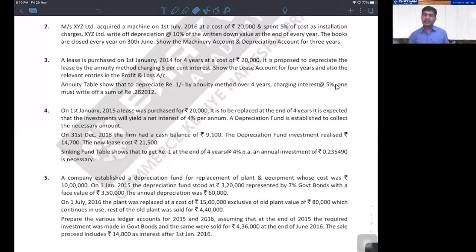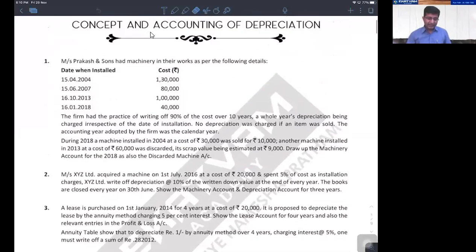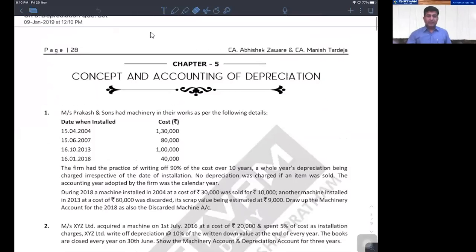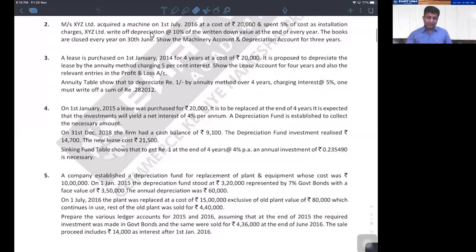Do I need to solve this kind of question? To machinery account debit side, to bank rupees 20,000, then to bank rupees 1,000. Page number 28. Then by depreciation rupees, what is that? 2,100. By balance carried down, how much? 21,000 minus 2,100.